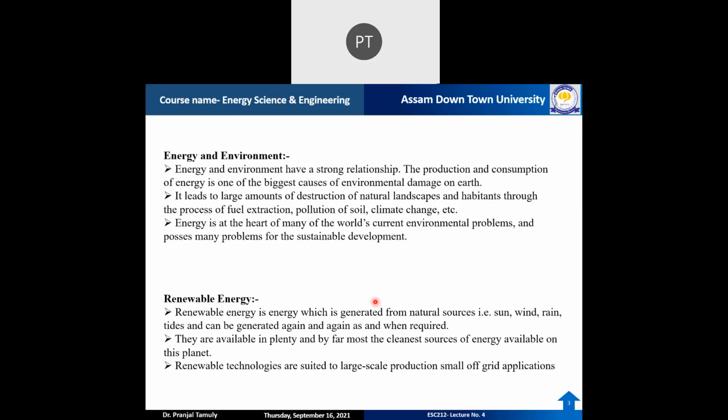They are available in plenty and are by far the cleanest source of energy available on the planet. One of the advantages of using renewable sources of energy is that they do not produce any byproducts, so there is no deteriorating effect of pollution or any sort of problem. Renewable technologies are suited to large scale production and small off-grid applications. Nowadays we are moving from non-renewable sources of energy to renewable sources of energy because of all these problems.